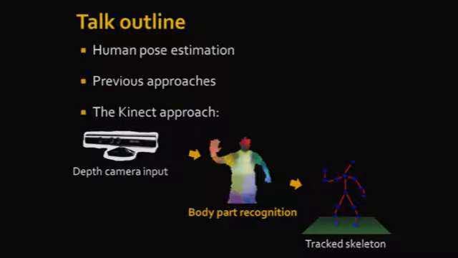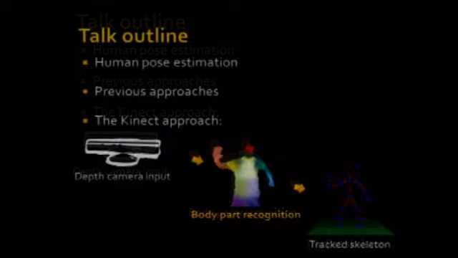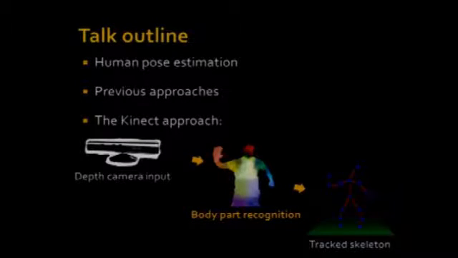Basically, it's doing human pose estimation. And I'll tell you a little bit about the previous approaches. This has been largely an unsolved open problem in our community for about 2 decades. And then I'll give you some details about how the Kinect approaches it. It's fundamentally tied to the fact that we have a depth camera. It uses body part recognition using machine learning techniques, and then it produces a full tracked skeleton.